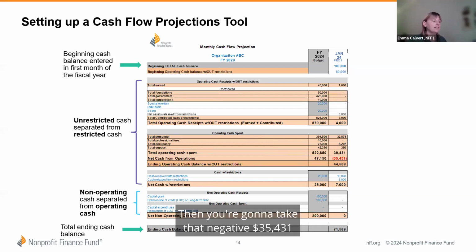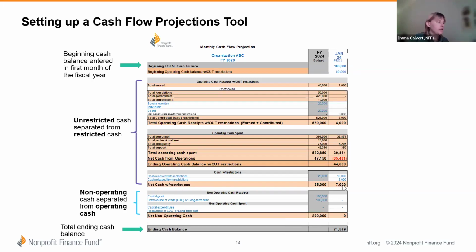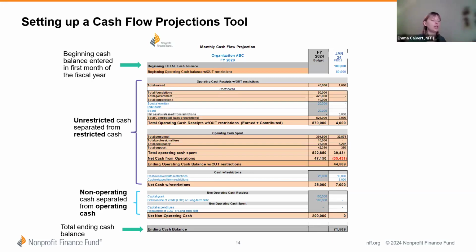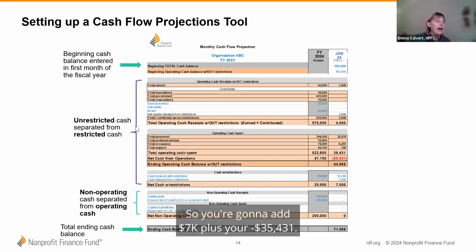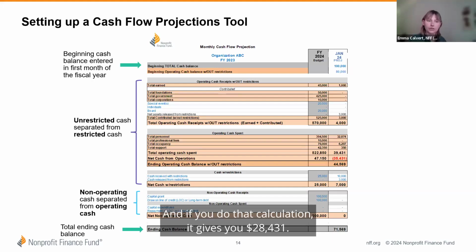Then you're going to take that negative $35,431 and add it to your net cash with restrictions, which is 7K. How did they get that number? The cash received with restrictions was $10,000, so $10,000 came in restricted. $3,000 was released from restrictions. So 10 minus 3 equals 7K. You add 7K plus negative 35,431, and if you do that calculation, it gives you negative 28,431. That's your total net cash for the month of January.